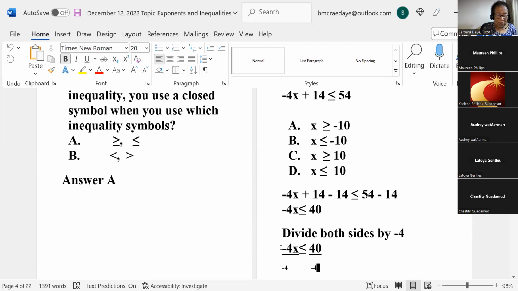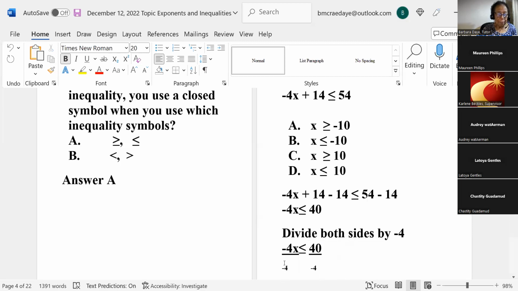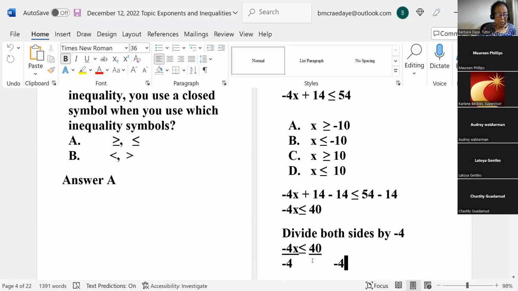Now, what happens when you divide by a negative, Audrey? What do you have to do? Change. Okay, divide by negative. You're right. When you divide by a negative or multiply by a negative, what do you have to do? Change the inequality sign. Well, you change the inequality sign. You reverse it. So remember that rule. When you divide or multiply by a negative, you reverse the inequality sign.